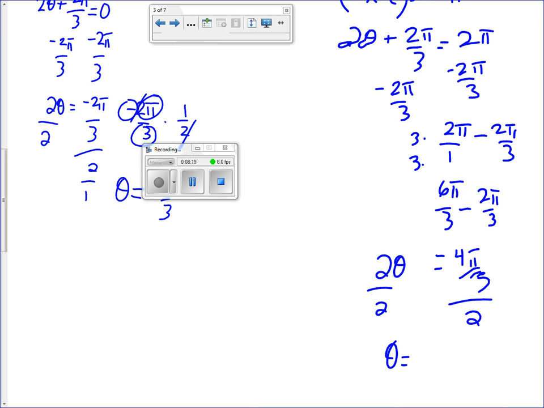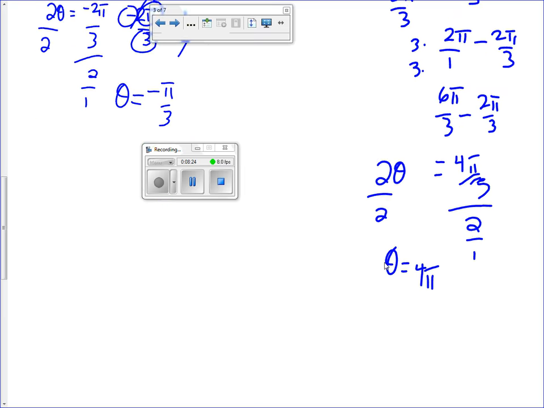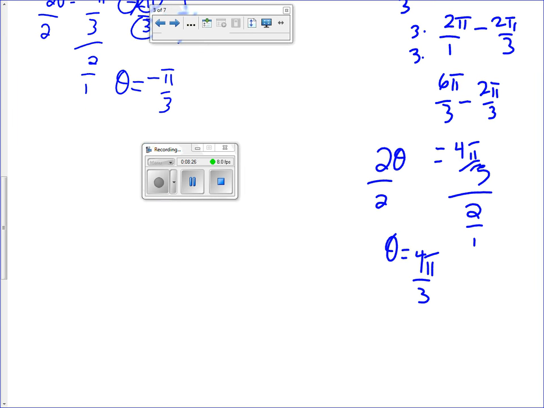And the same thing here, keep change flip. So 4 pi over 3 times 1/2. Cross reduce. I have a 2 pi over 3. So this tells me that my function is going to go from left negative pi over 3 to right 2 pi over 3.